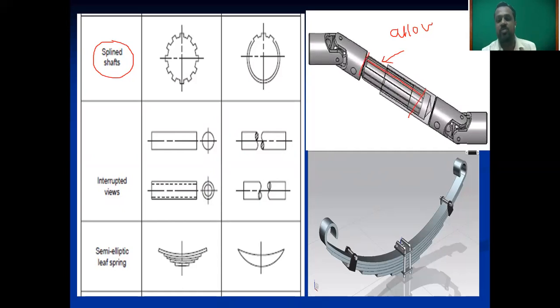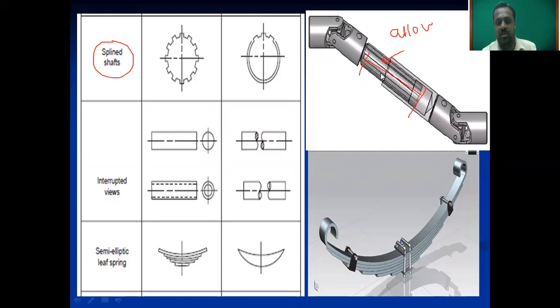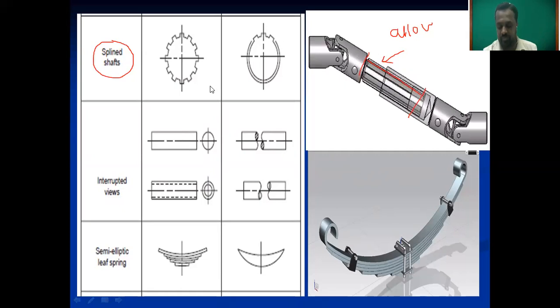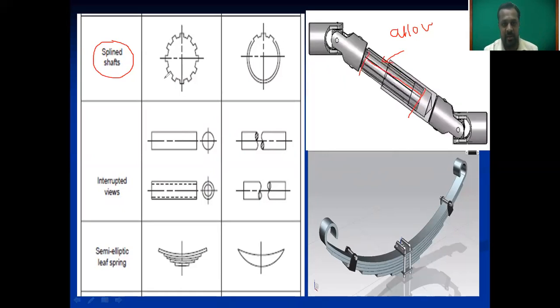For this purpose we are providing the splines on these shafts. Simple. And how to represent these spline shafts? See how to represent that spline shaft in the conventional manner. This is the spline shaft, and every time it is not necessary to draw such a figure to represent the spline shafts. Instead of that, we take its basic convention, simple, in a circular manner.